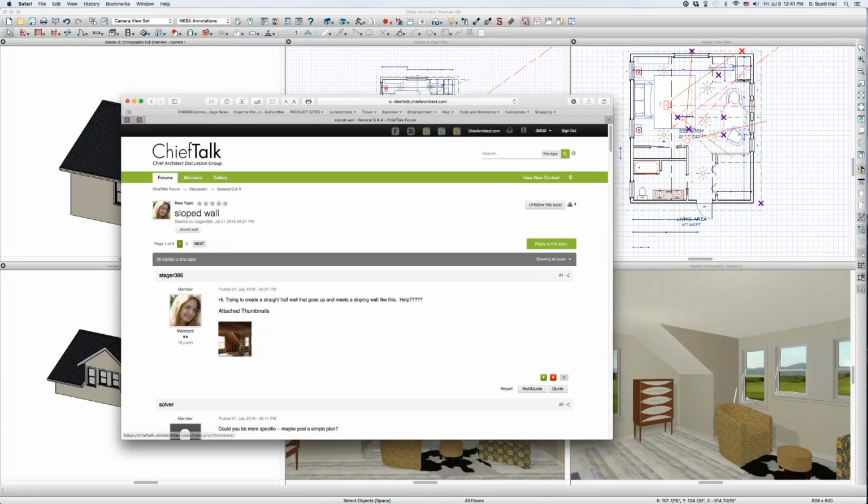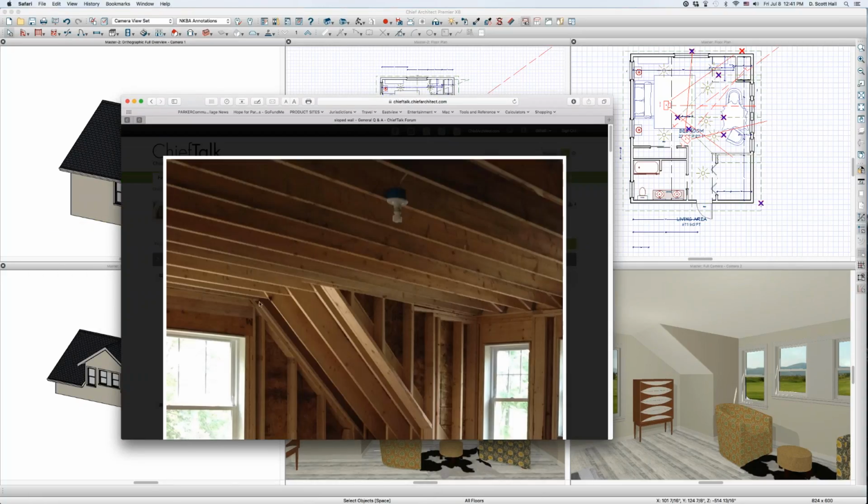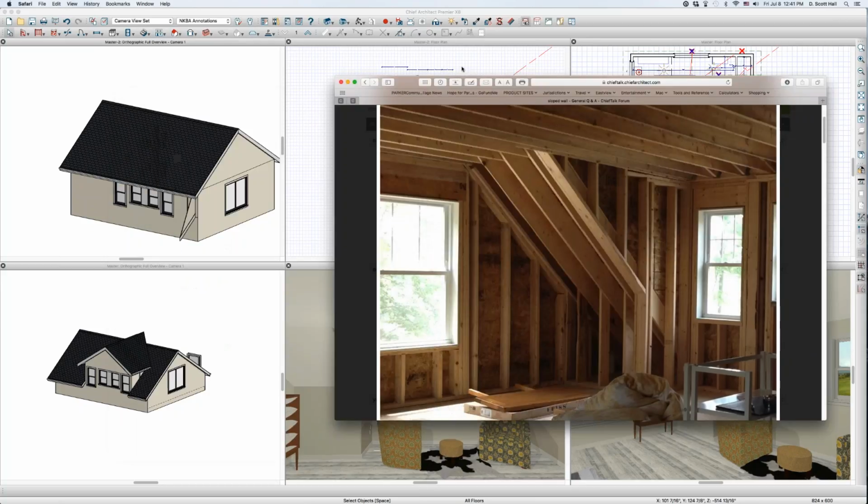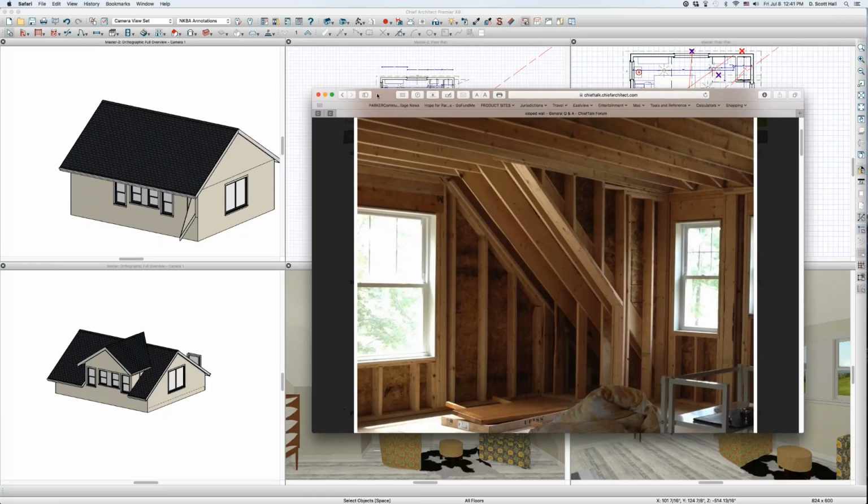I mean, she does. That's not what she does. But this is what she's looking for. She's looking for a roof, a situation like this. She wants to model this kind of situation, so you've got to figure that these sloped rafters right here are actually a roof on the outside. If you look at the top left-hand corner, that was her roof. That's the plan that she gave.